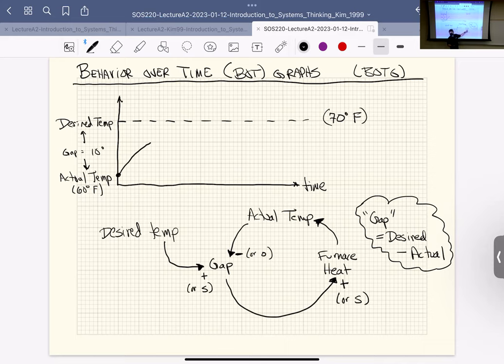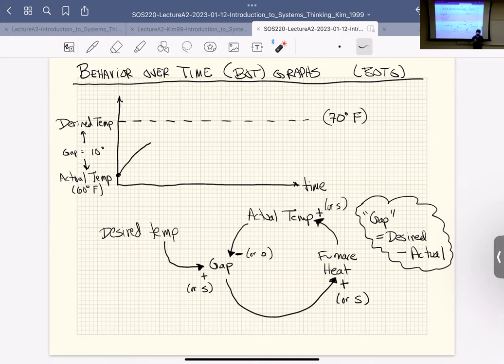And then as you get more heat, more heat into the house means a little bit later, depending on the heat capacity of the house, how much air is in the house and things like that, eventually the temperature of the house will go up. So as the temperature goes up, and I'll say this is plus or S, we'll also get a plus relationship here. Does everybody see those relationships? Between heat and temperature is plus, between temperature and gap is minus, between gap and furnace heat is plus, and between desired temperature and gap is plus. Well, that makes sense.